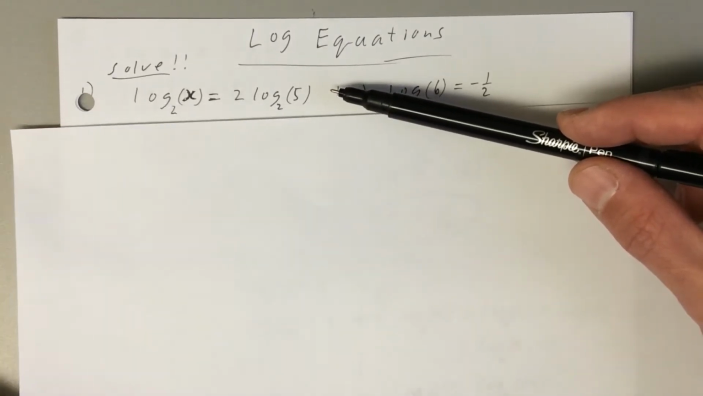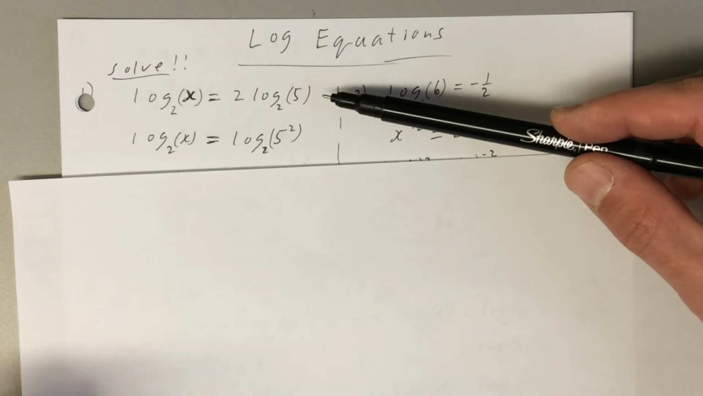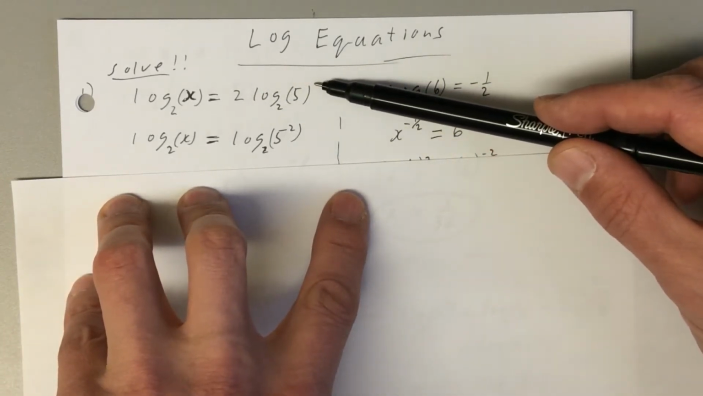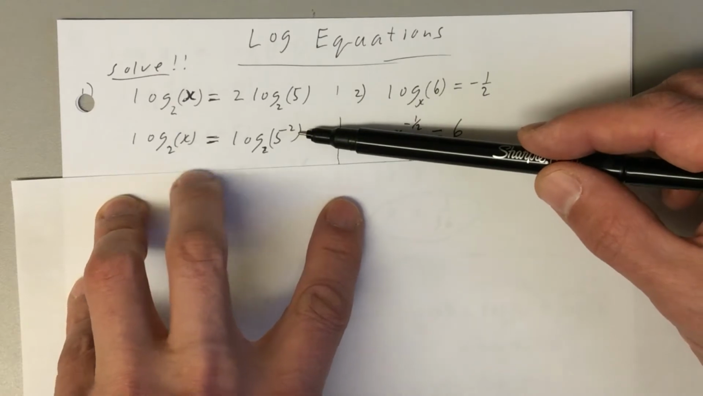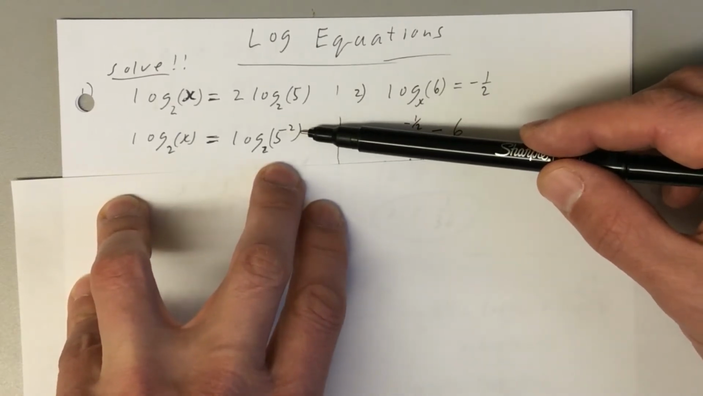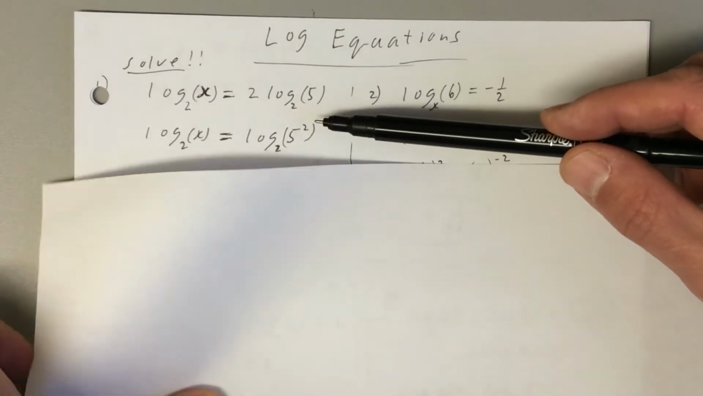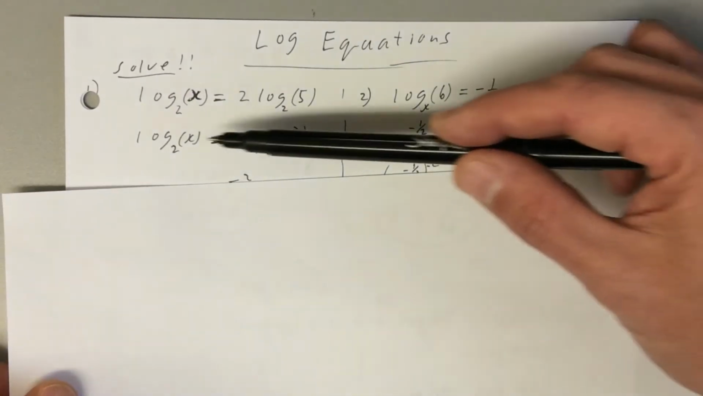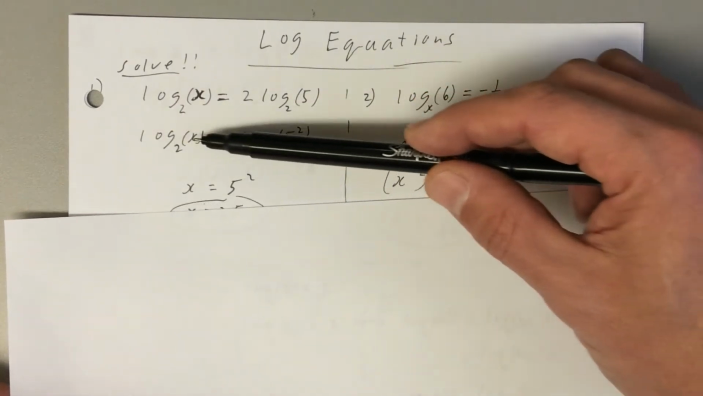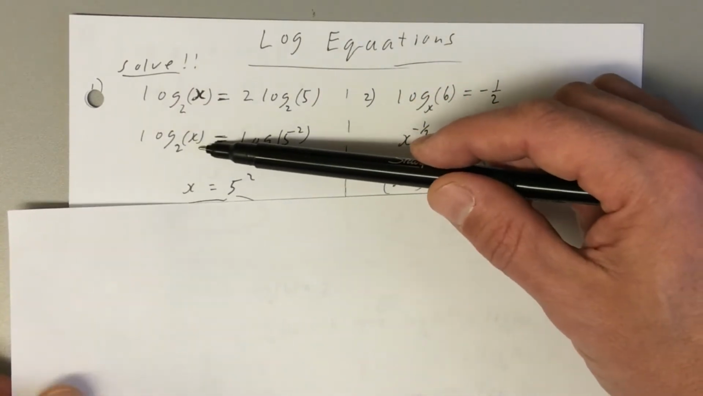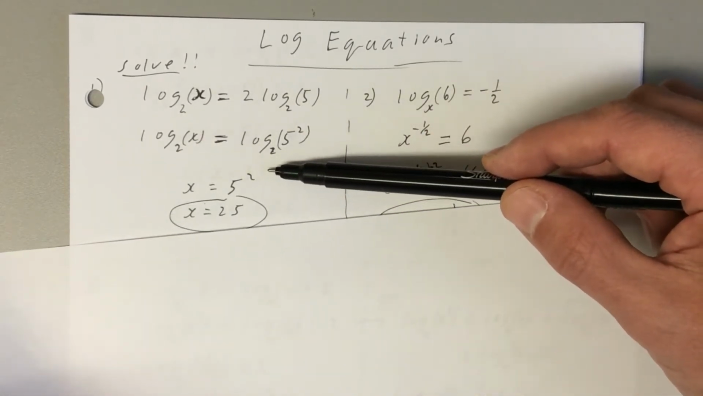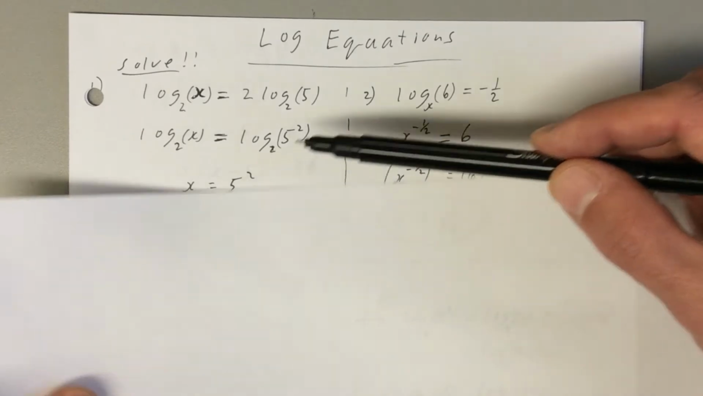Well, we can use our power rule and bring the 2 up here. Using our power rule, bring the 2 up there, and then we get log base 2 of x equals log base 2 of 5 squared. Because it's log base 2 on both sides, we can just eliminate that, so the insides must be equal. So x equals 5 squared, x equals 25. Okay, so that's that one.